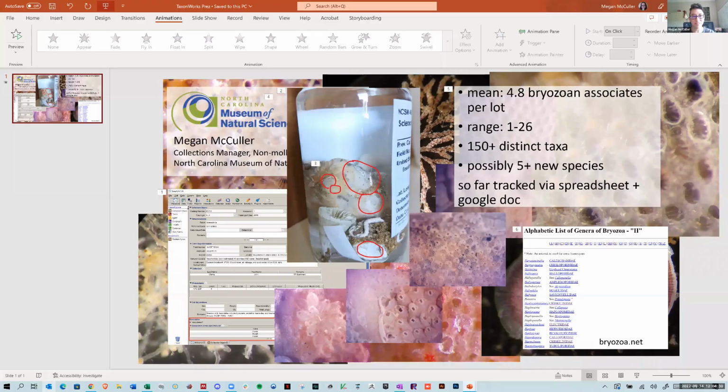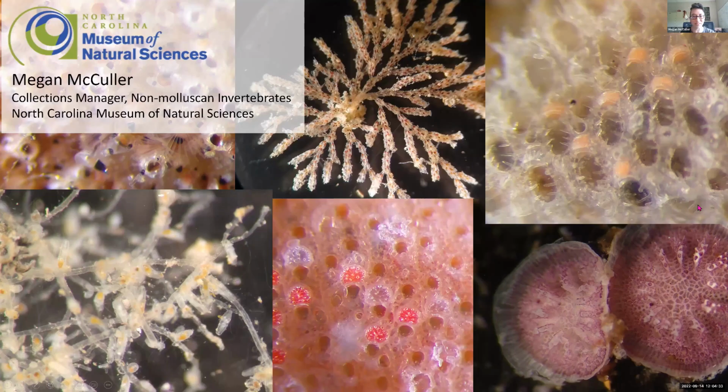I did keep it with 1 slide, but I've got animations to make it not too busy, even though I'm aware it's already pretty busy. But I'm Megan McCullough, and I'm a collections manager at the North Carolina Museum of Natural Sciences for the non-molluscan invertebrates unit. And I feel kind of out of place. This seems like a lot of insect people, but the marine representation here is a group called bryozoans. And I don't have enough time to go into background on bryozoans, but I've got a bunch of pictures of them here in the background.